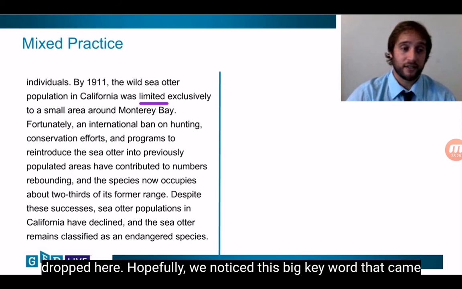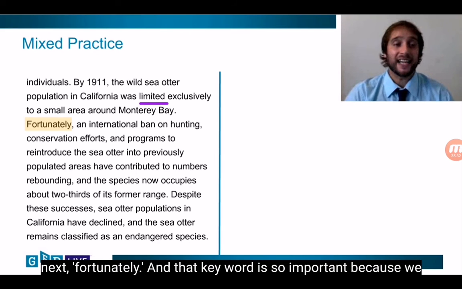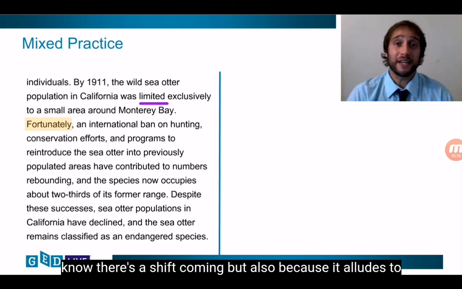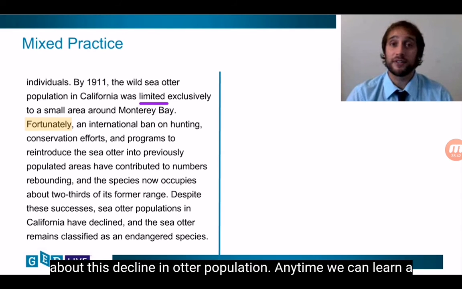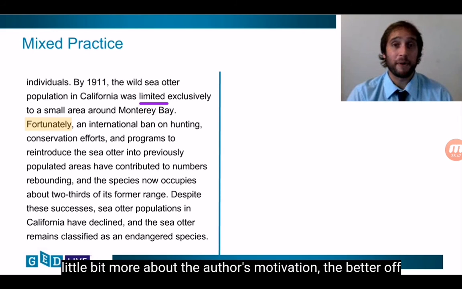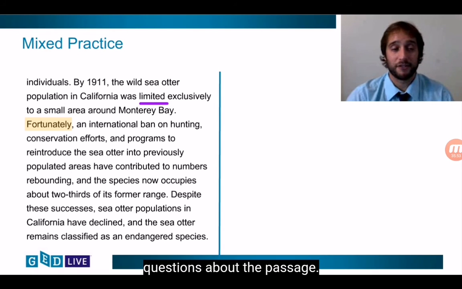Hopefully we noticed this big keyword that came next, fortunately. And that keyword is so important because we know there's a shift coming, but also because it alludes to the author. It gives us a sense of how the author is feeling about this decline in otter population. And anytime we can learn a little bit more about the author's motivation, the better off we're going to be for understanding the big picture and answering questions about the passage.